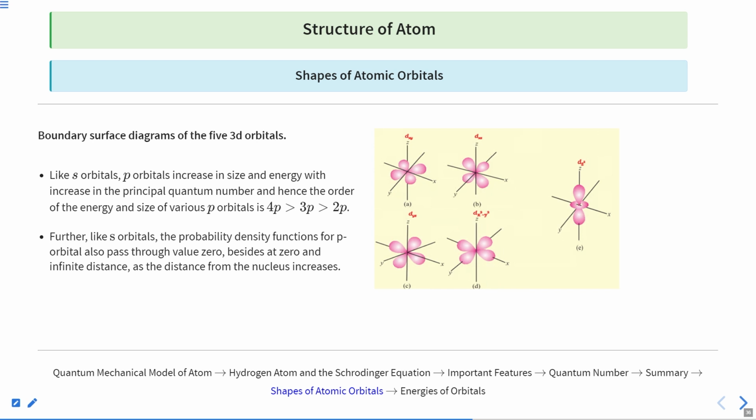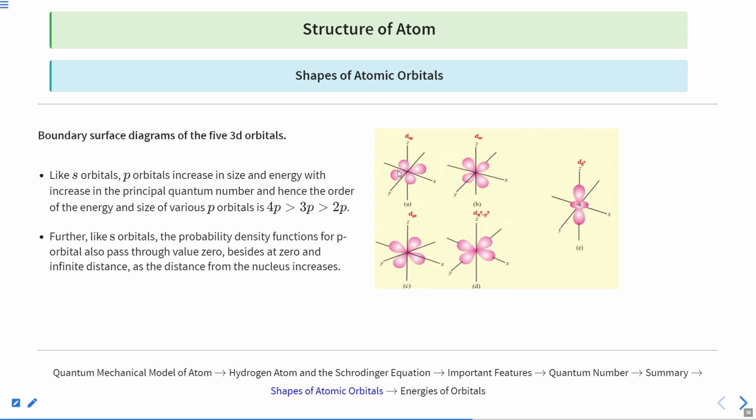It was spherical and concentrated. Now if you talk about the p orbital, it is of a larger size, but still the number of electrons is the same. It means that their shape is getting diffused more and more. The probability boundary surface diagram is getting diffused more and more.